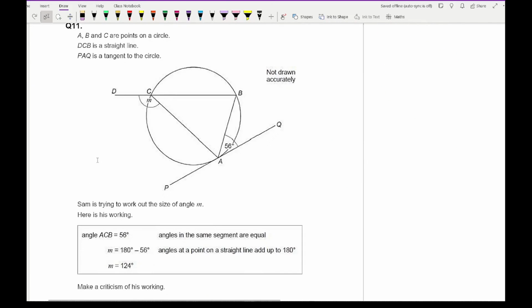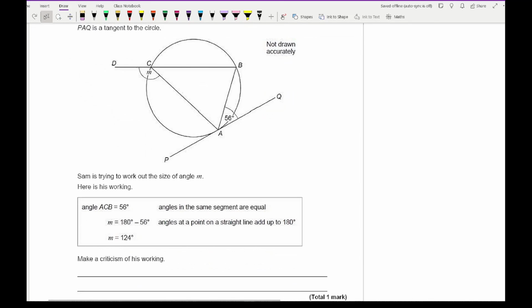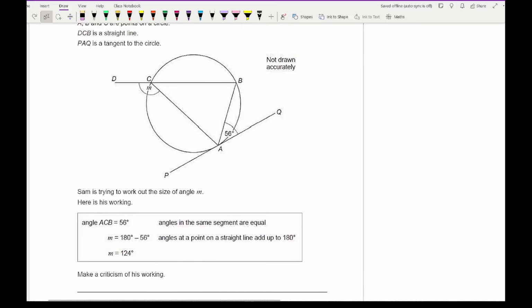And then moving on to our final question. It says that A, B, C are points on a circle, DCB is a straight line, PAQ is a tangent to the circle. Sam is trying to work out the size of angle m, and here is his working out. Make one criticism of his working. So let's have a look at what he says.